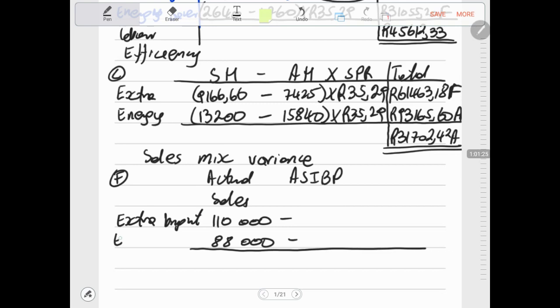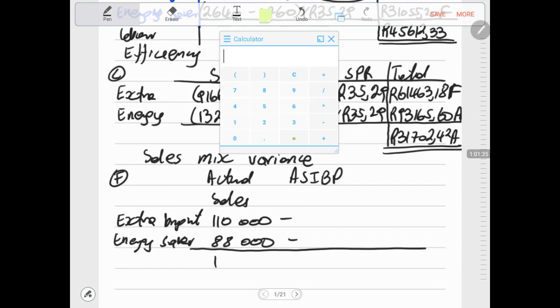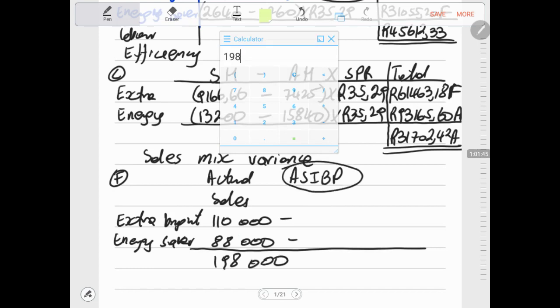Extra bright and energy saver. Our total is 110 something thousand. 110 plus 88 is 198,000. Now remember, this is actual sales in budgeted proportion. Therefore, we need to allocate according to the budgeted proportion.